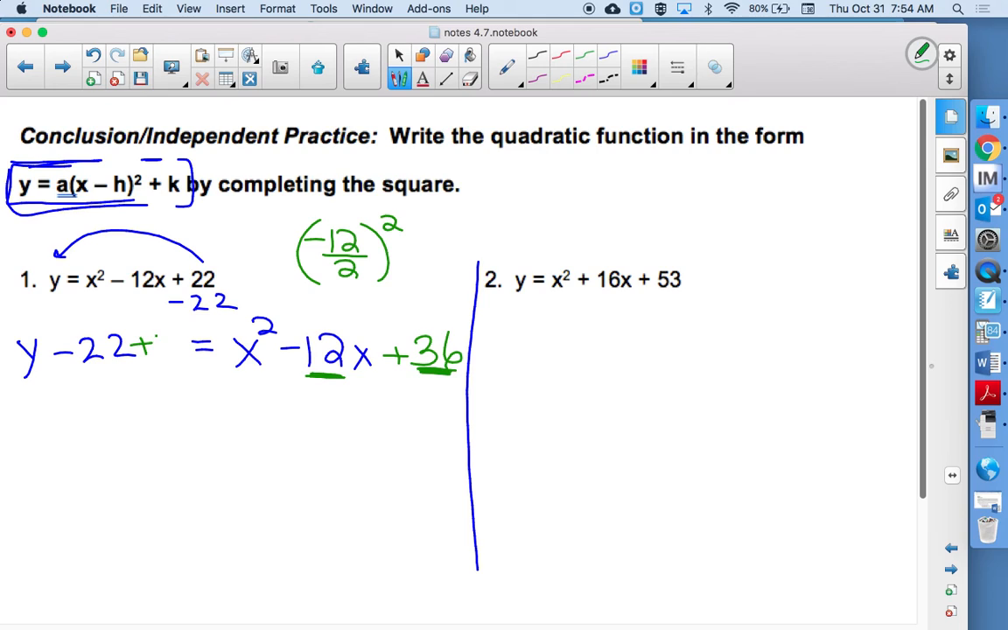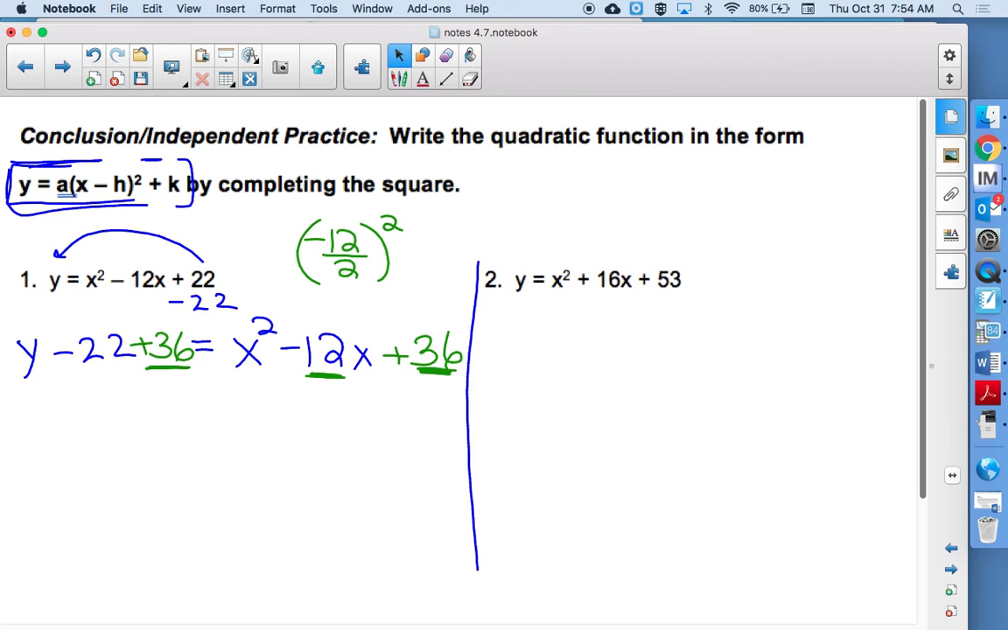Right. Some of you were forgetting that part there. To keep the equation equivalent, we need to make sure that we add 36 to both sides. So yes, we're putting a 36 to make it a perfect square on the one side, but I also need to add the 36 to the other, so that I'm taking that same value and keeping that equation balanced.